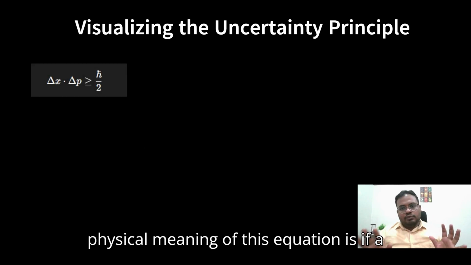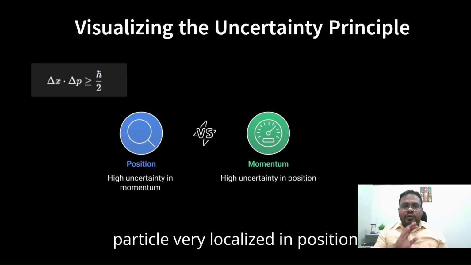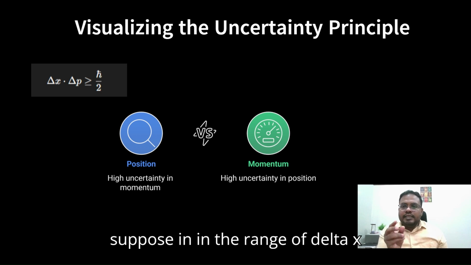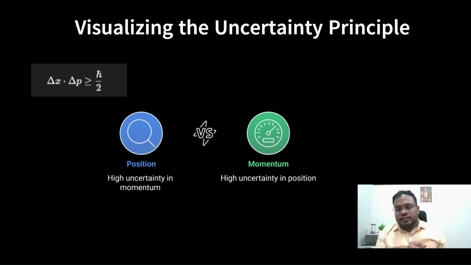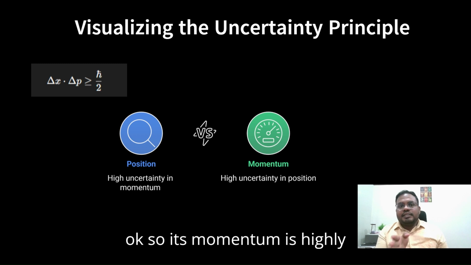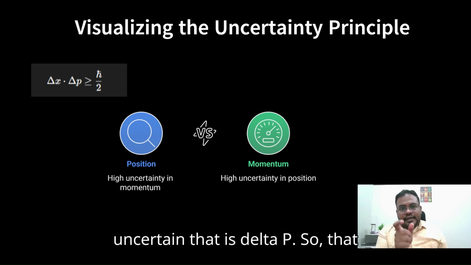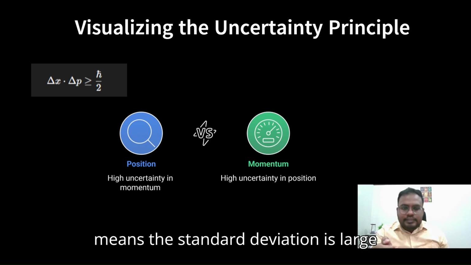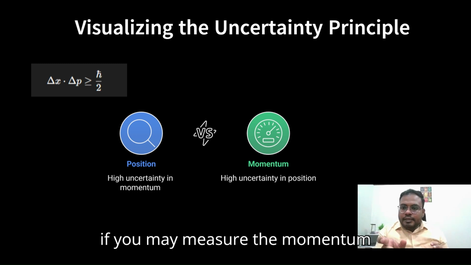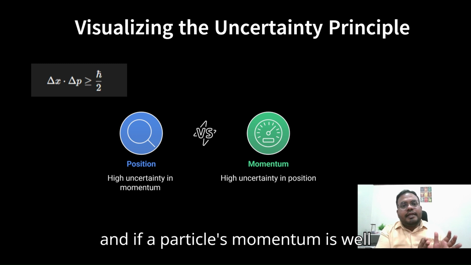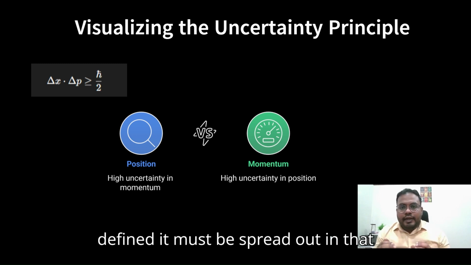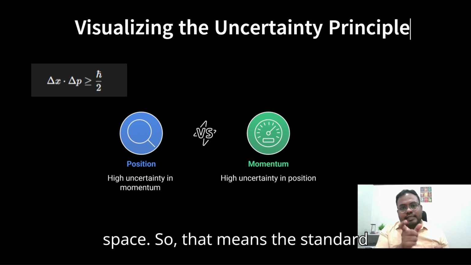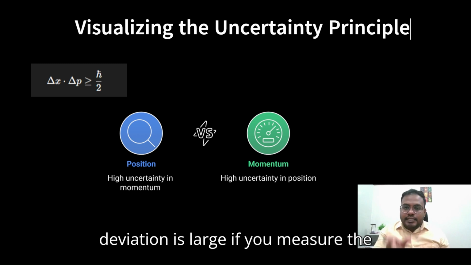The physical meaning of this equation is, if a particle is very localized in position, suppose in the range of delta x, then its momentum is highly uncertain, that is, delta p is large. So the standard deviation is large if you measure the momentum. And if a particle's momentum is well defined, it must be spread out in space. So the standard deviation is large if you measure the position.